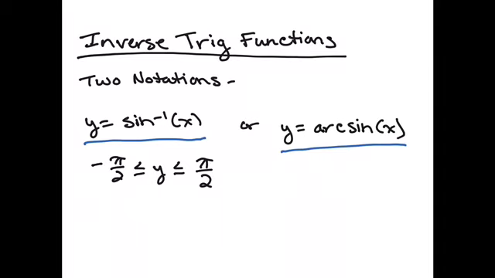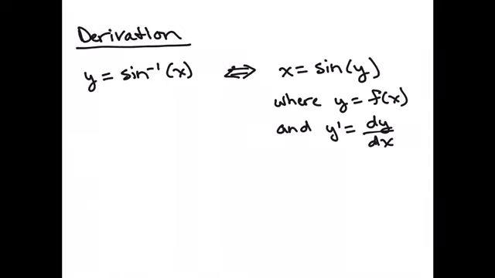When we do these, the angles have to be restricted in order for the inverses to be functions. For sine, the angles that we can get from doing sine inverse are restricted to -π/2 up to π/2. So if we're going to derive the derivative of sine inverse of x, we can rewrite y equals sine inverse of x as the equivalent statement x is the sine of y. And y is some function of x, and its derivative we'll just denote as dy dx.